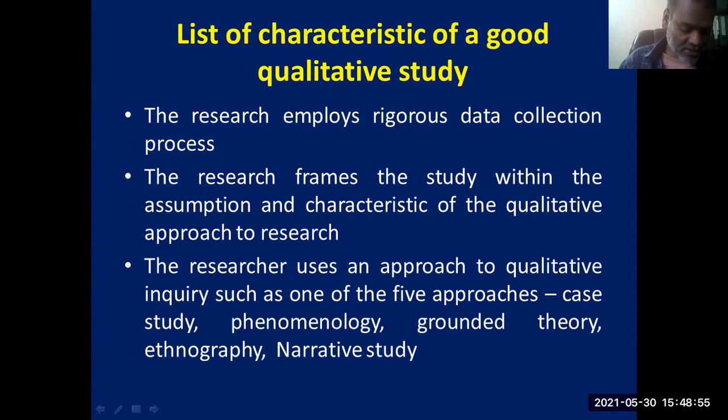Even today, I had a discussion with one of my friends from Chiksika University.